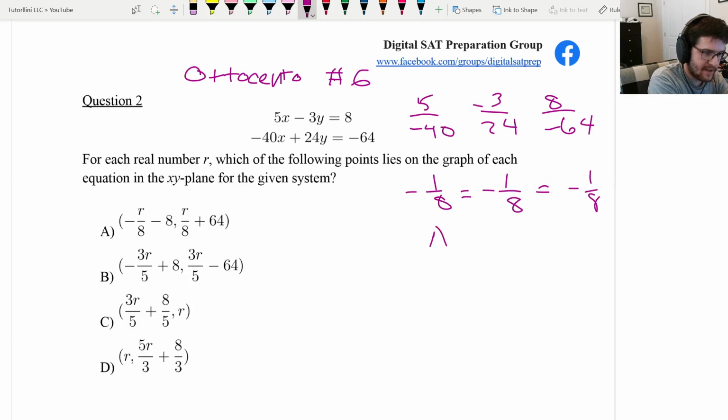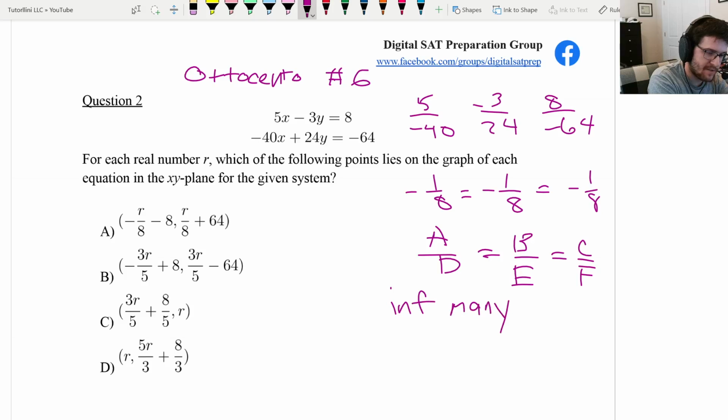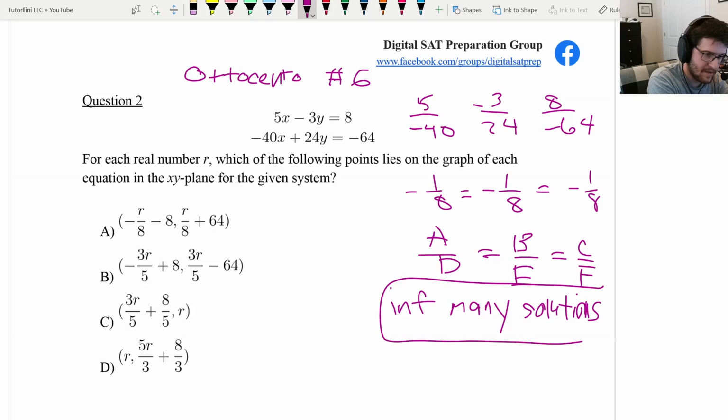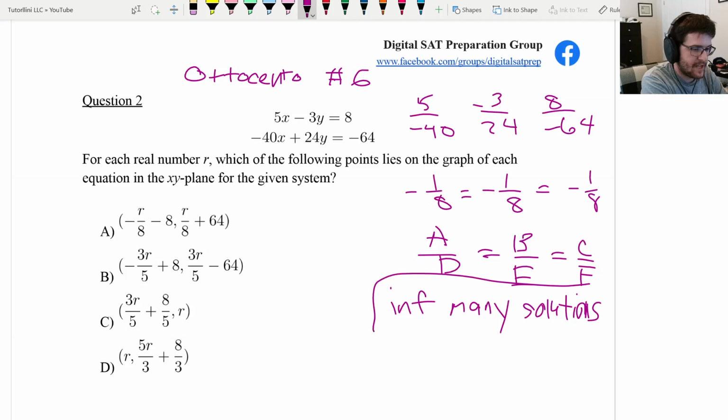So this means we have A over D equals B over E, which equals C over F, which I go over in the video. And that means they have infinitely many solutions. So these guys are the same line. That was the first thing you were supposed to realize, that they had infinitely many solutions, and you can do that just by setting up a proportion and seeing which of the 3 cases it is.